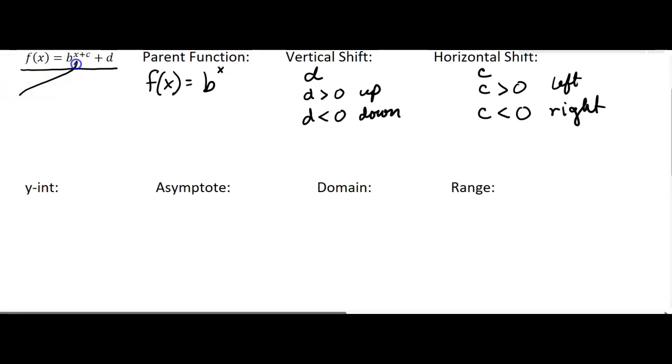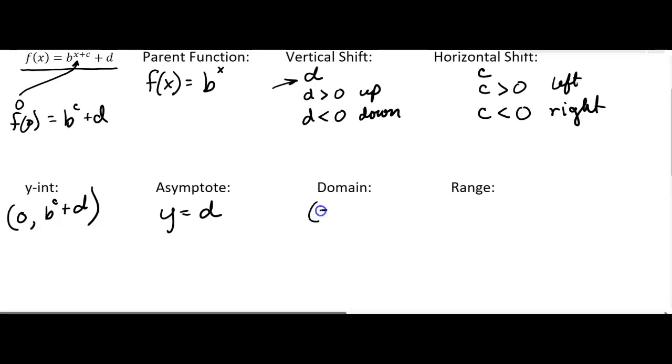Well, think about plugging in 0 for x. What's f of 0? Well, it's going to be b to the c plus d. So your y-intercept is going to be at (0, b to the c plus d), whatever that value is. The asymptote is going to be, remember your vertical shift, so it's going from 0 to whatever the vertical shift is. So y equals d.